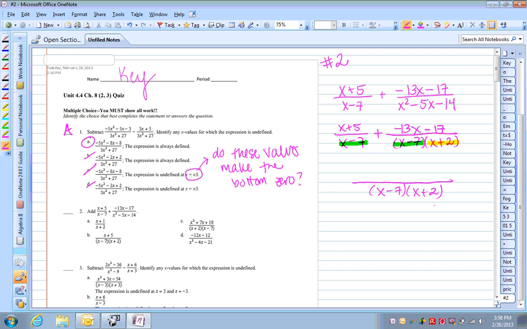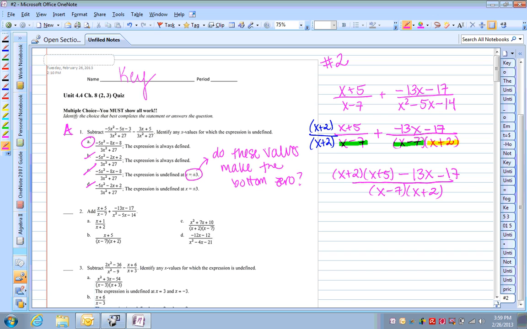Okay, next I need to look at which one was missing. Well, the first rational expression, the x plus 5 over x minus 7, is missing x plus 2 in the denominator. If I put that in the denominator, I also have to put it in the top. So my new numerator in the first rational expression is x plus 2 times x plus 5. And then I keep the plus negative 13, so technically that's minus 13x minus 17.